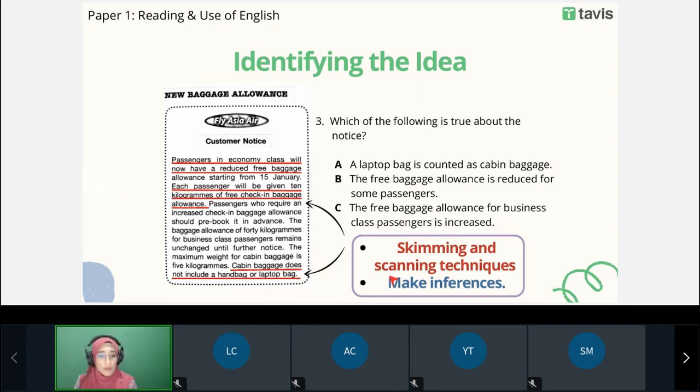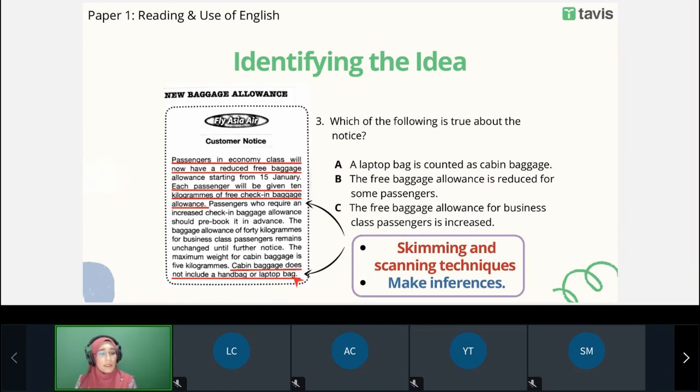And then when you are to do scanning, this is where you are required to find specific information. How do you do that? This is where you have to read together with the question. The question is asking you to find which of the following is true about the notice. So you have to find what is true about the notice, and then you use scanning. Scan: a laptop bag is counted as cabin baggage, or the free baggage allowance is reduced for some passengers, or the free baggage allowance for business class passengers is increased. What you are doing right now is scanning. You are scanning for where you can look for the answers.